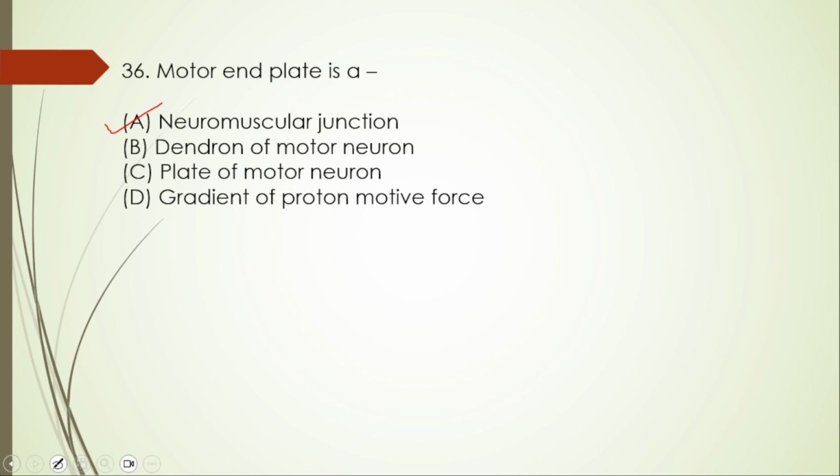Actually, how is it going to work? When a nerve impulse reaches the end of the motor neuron, it releases the neurotransmitter, that is acetylcholine. Okay, this chemical binds to a receptor on the motor end plate, triggering the contraction in the muscle fiber.